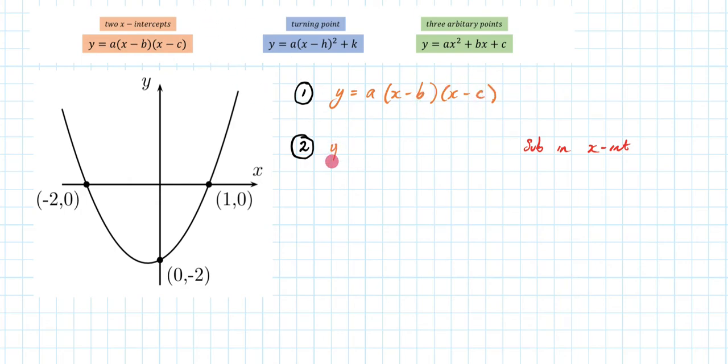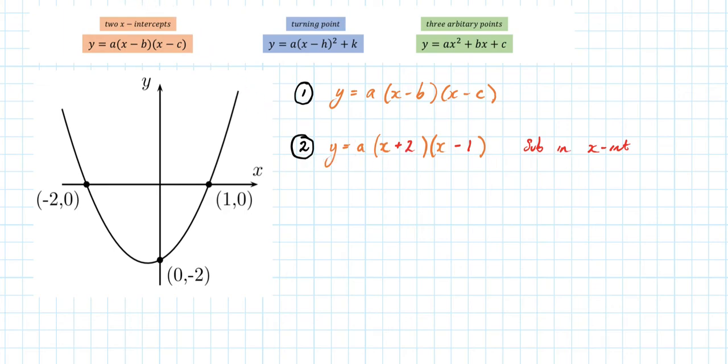So I'm going to go y equals a(x, x). Perfect. So in my b spot, I'm going to put in -2, which is going to give me +2. And in my c spot, I'm going to put 1, which will give me -1. So it's very important that you don't get confused by the negatives there. Perfect. So I've subbed in my x-intercepts.